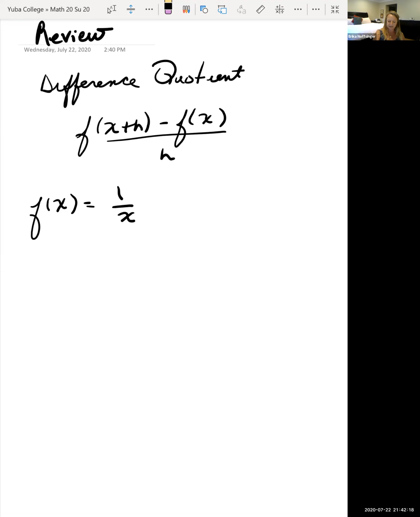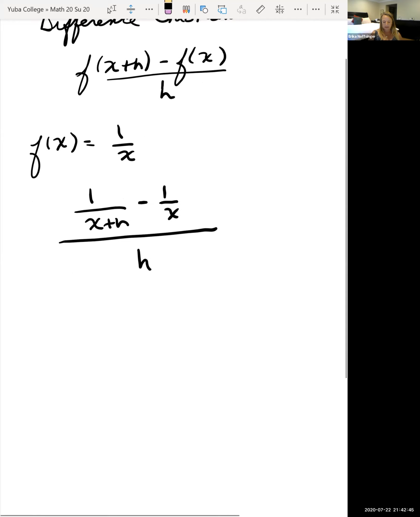If we're looking at f of x plus h, that's telling me I'm going into my equation f of x, and I'm plugging in x plus h wherever I see an x. And so I would get 1 over x plus h here, then minus f of x, so minus 1 over x, all over h. So you want to simplify this.